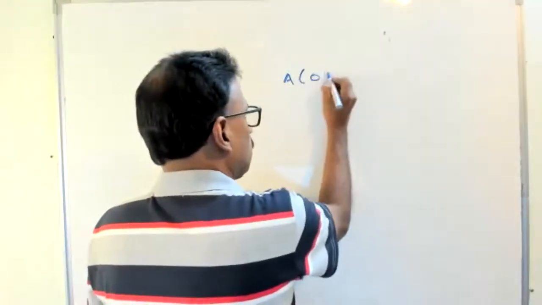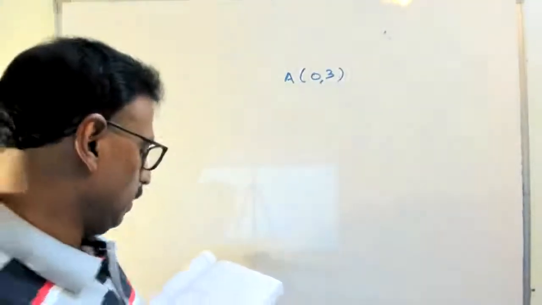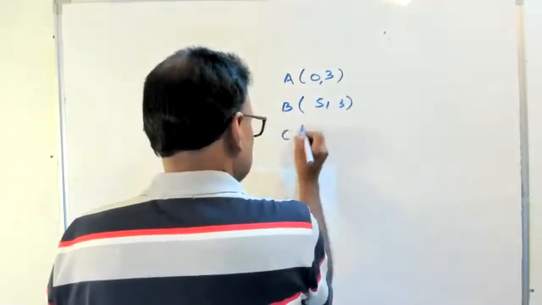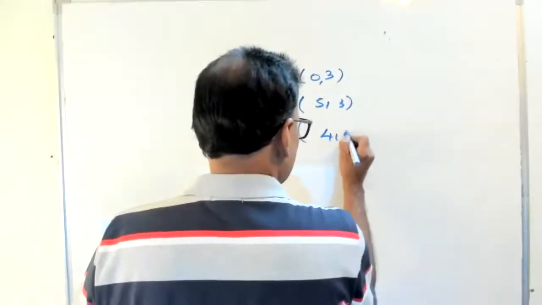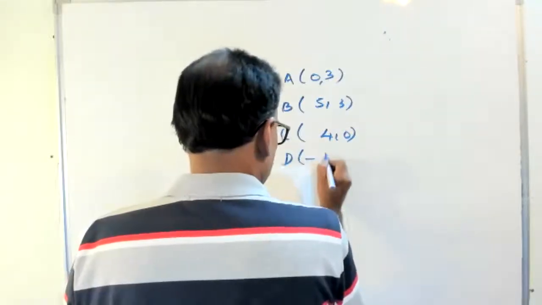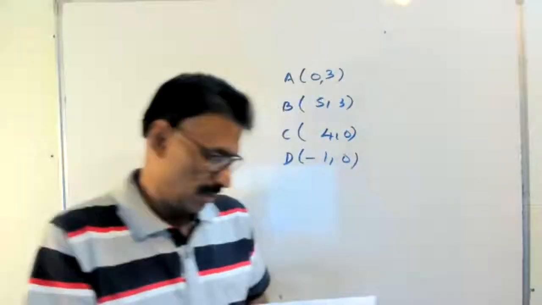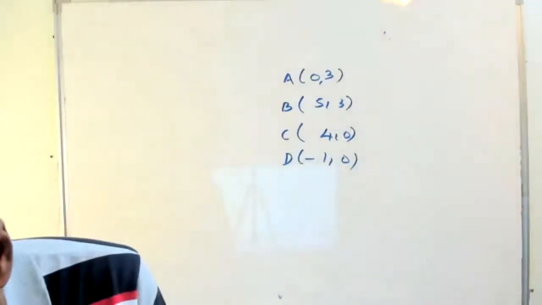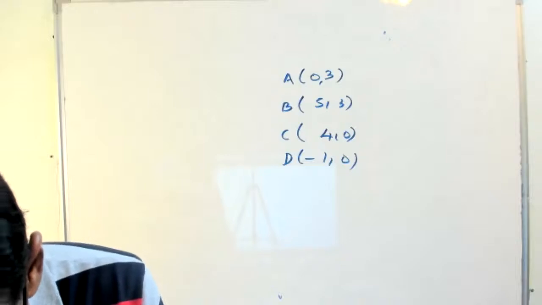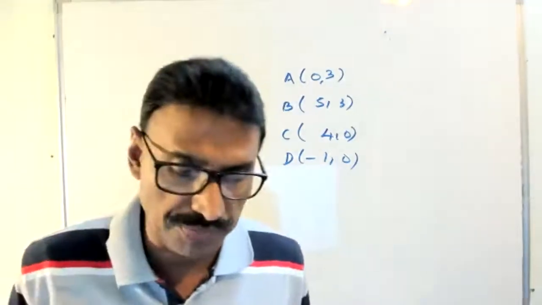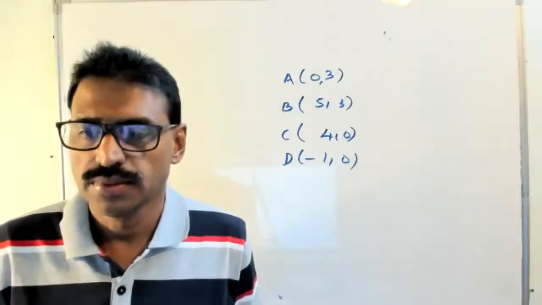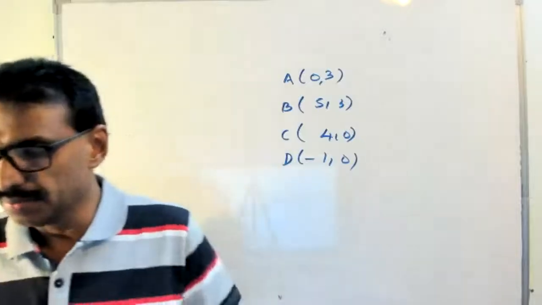Plot the points A (0, 3), B (5, 3), C (4, 0), D (-1, 0) on the graph paper. Identify the figure ABCD.